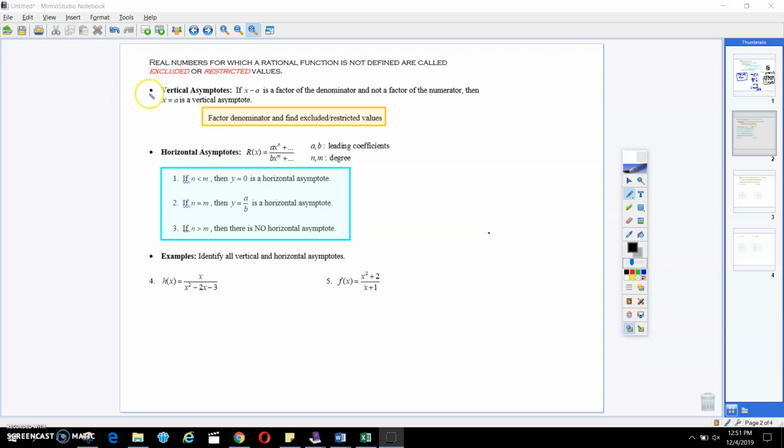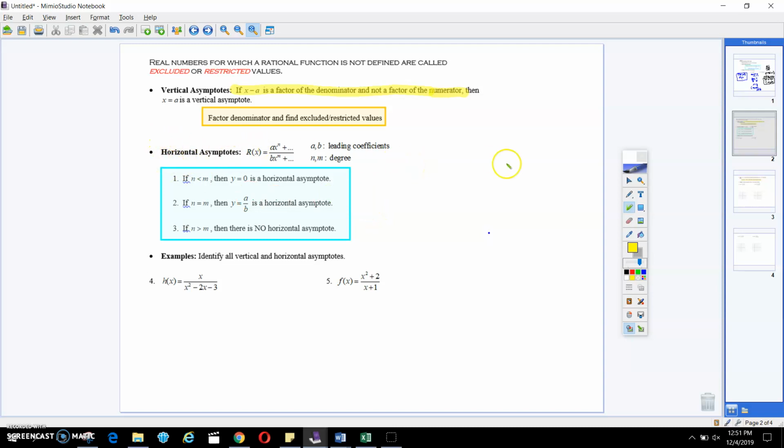Okay, so for vertical asymptotes, what we're going to do is take what's in the denominator and is not a factor in the numerator. That's really important. And that's going to be our vertical asymptote. So just like what we did on problems 1, 2, and 3, we said, hey, you can't have something at x equals 3 because it's in the denominator. Okay? We're going to see that in just 1 second.